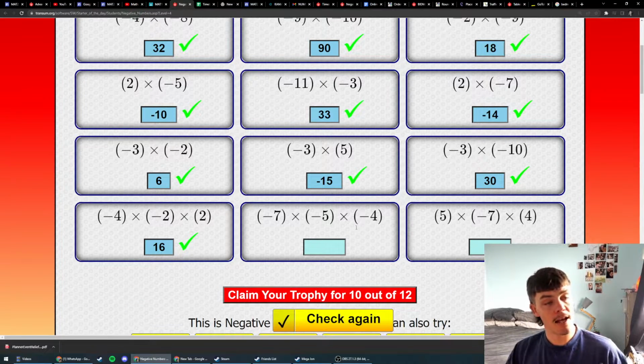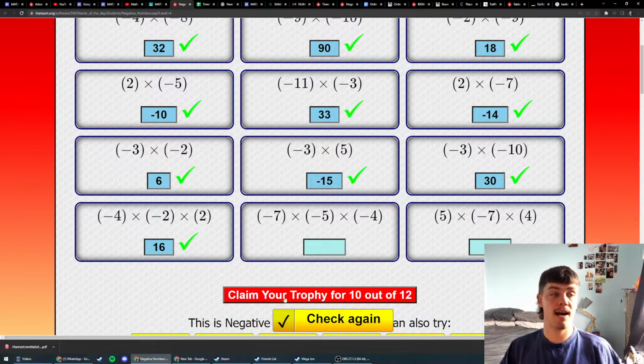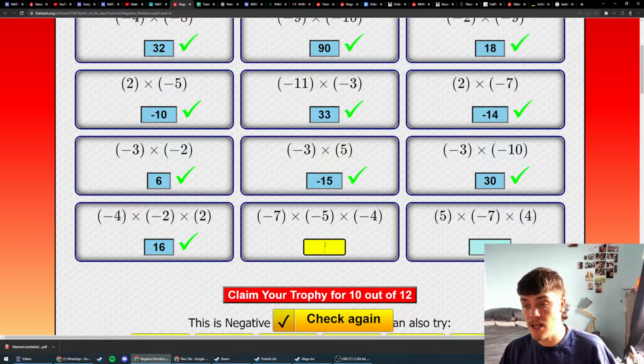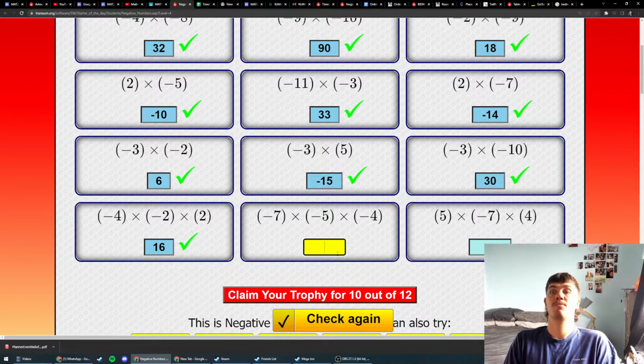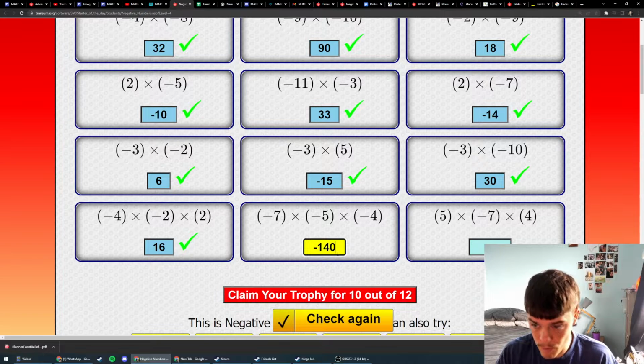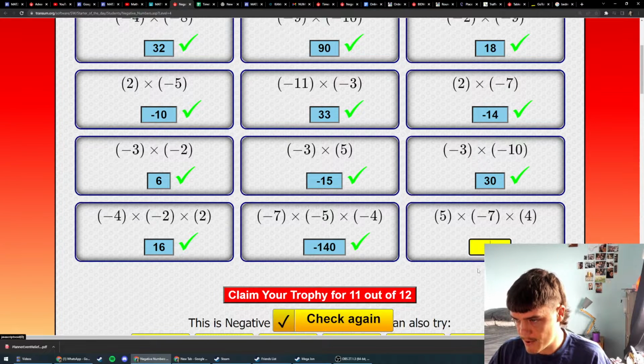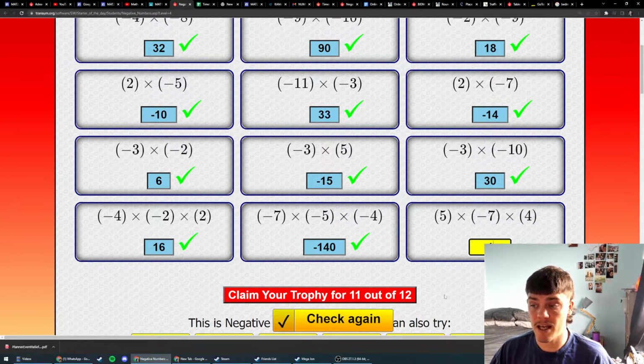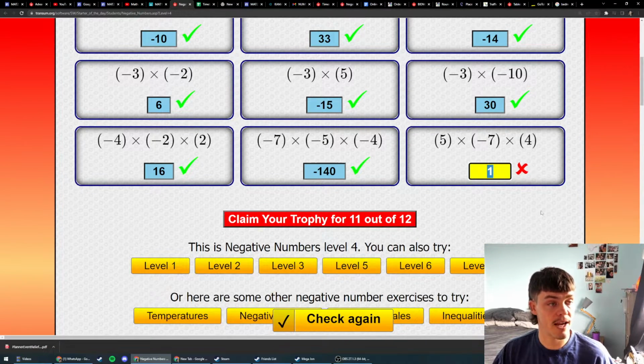Now, at a certain point within the activity, you can start claiming trophies. The idea of these lessons is I want you to claim as many trophies as possible. So that's a negative times a negative. So that's going to give me positive 35, ooh, 35 times negative 4 is negative 140. Check that. And then over here, let's say I make a mistake and I wrote 1 and it's wrong. I can actually go through and do that again.